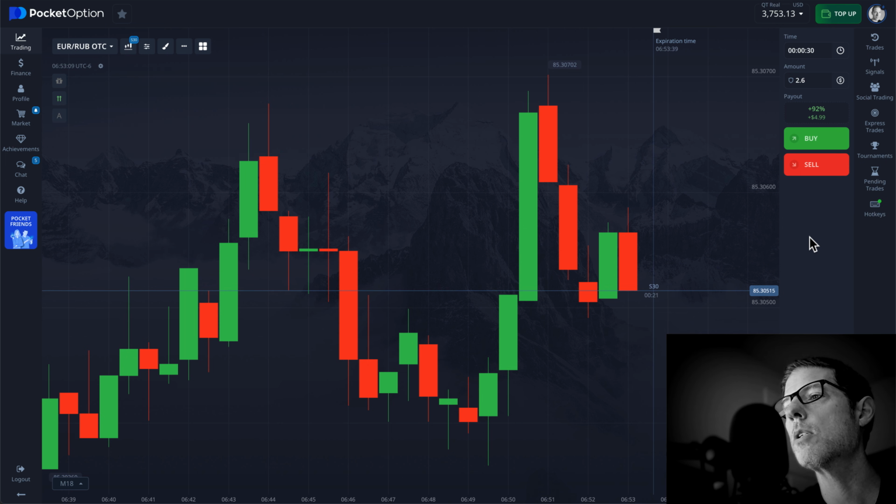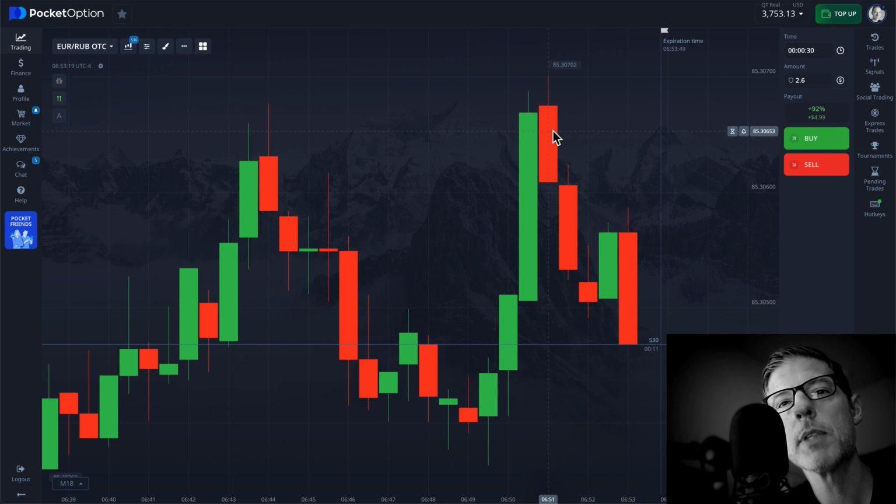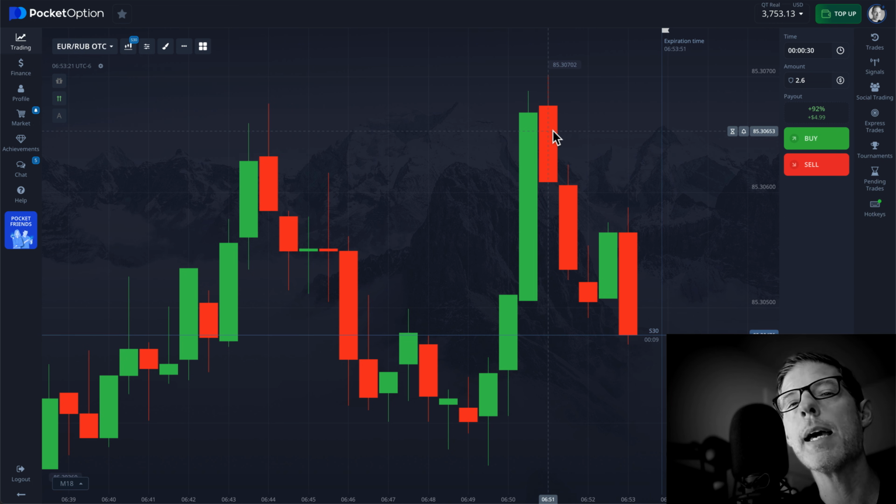Oh, perfect. Here's another one. Look at this. 1, 2, 3. And if you would have entered, you probably would have won that trade. So 3-bar strike. Bar meaning candle, of course, or 3-candle strike. I think it was 3-candle strike for a little while, but we just decided to call it 3-bar strike.